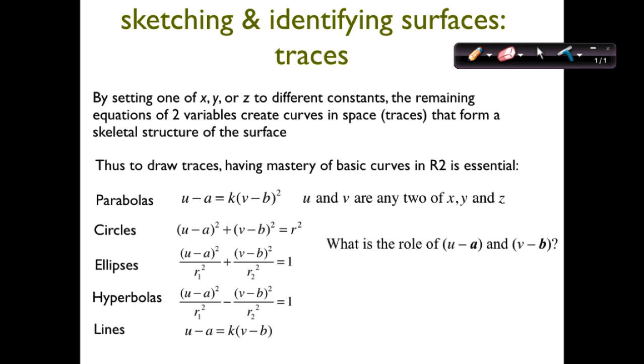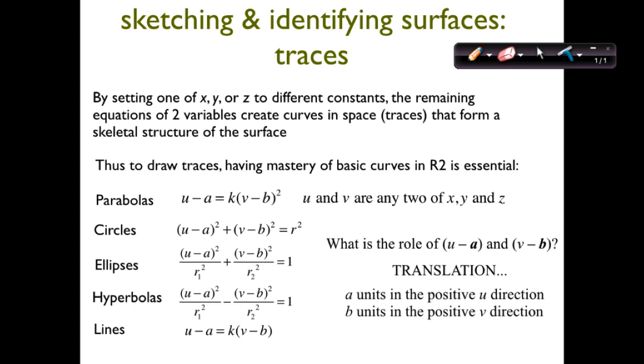Okay, so what is the role of the a and the b here? So you have u minus a and v minus b. So what does that do to the curve, just as in general for any of those? Shifts it in some sort of direction. Right, it's going to be a shift. These are going to be a translation, and so is that a units in the positive u direction or in the negative u direction? In the positive u direction, right? And this will be b units in the positive v direction. So it's a translation. a units in the positive u direction, b units in the positive v direction.